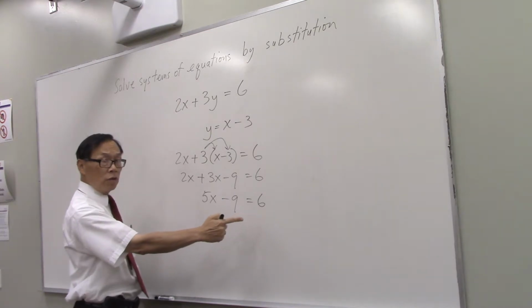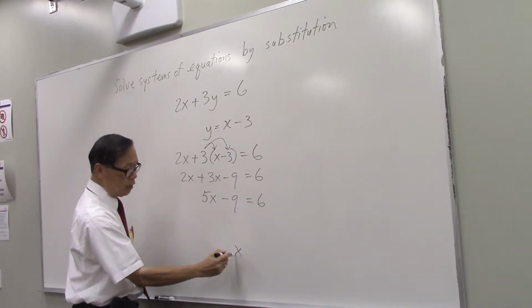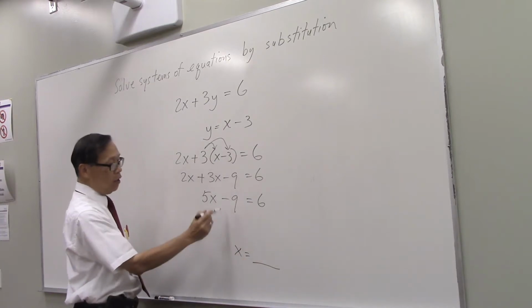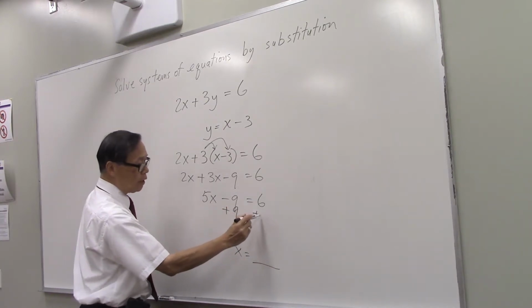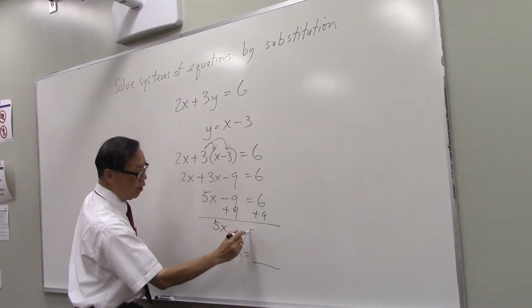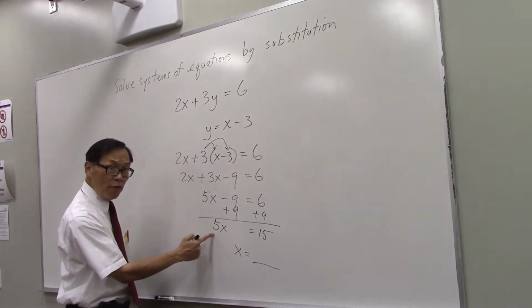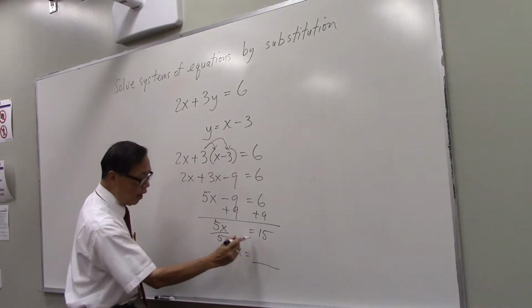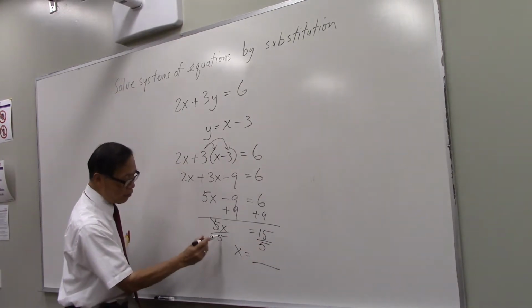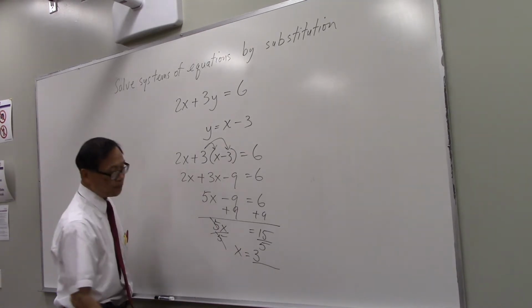Now, everyone knows, you're going to isolate the x to solve. Your answer should be x equals something. So I'm going to add 9 on both sides. That gives me 5x equals 15. And how do I get 1x? I have a 5 in front of it. Then if I divide both sides by 5, the 5 is going to cancel. I'm going to have x equals 3.